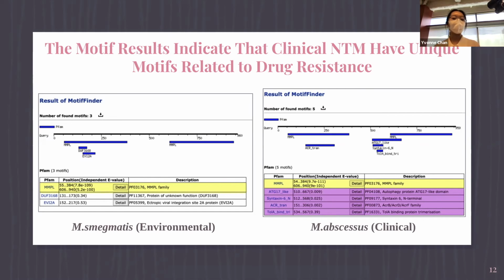And a motif is a specific segment of a sequence or a gene that is biologically functional. Each blue bar in the image represents a motif, and its name, position on the gene, and description are listed on the table below. While both abscessus and smegmatis had the MMPL motif, abscessus had 4 additional motifs that weren't present in smegmatis, which are highlighted in purple.